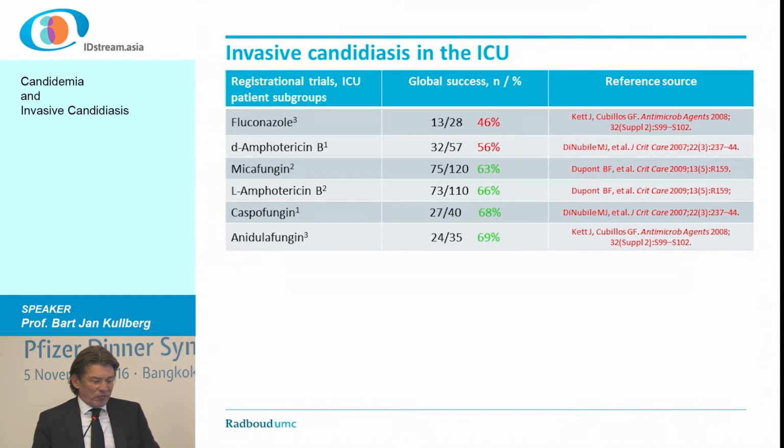So how do these drugs perform in ICU patients? We have seen a number of studies with ICU patient subgroup analyses. These are all the randomized studies comparing two different antifungals in patients with invasive candidiasis or candidemia. And the subgroups of ICU patients were analyzed and published separately with these results. And what you see is that fluconazole and conventional amphotericin B were associated with not so favorable results, whereas the three echinocandins and liposomal ampho B had success rates in the range of 65 to 70%, which is, I think, very favorable in ICU patients.